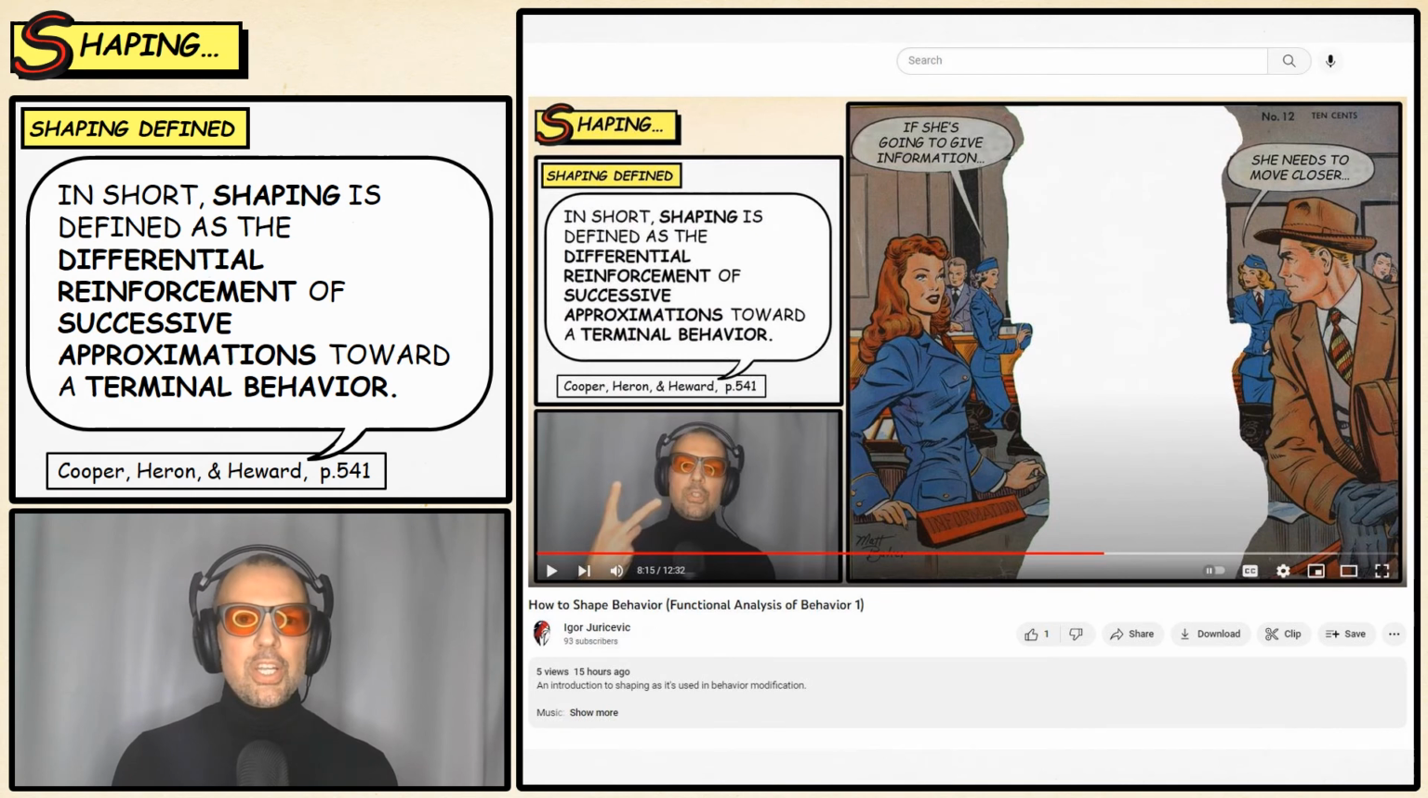So last time we took a look at shaping, this powerful learning procedure that can help us develop some incredibly, yeah, that's the word.